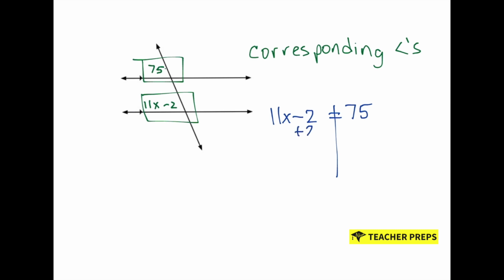The first step is to add 2 to both sides. The negative 2 and plus 2 cancel, leaving us with 11x. And 75 plus 2 is 77. The last step is to divide out 11 from both sides. 77 divided by 11 is 7, so x equals 7. So using our angle relationships allowed us to find our variable.